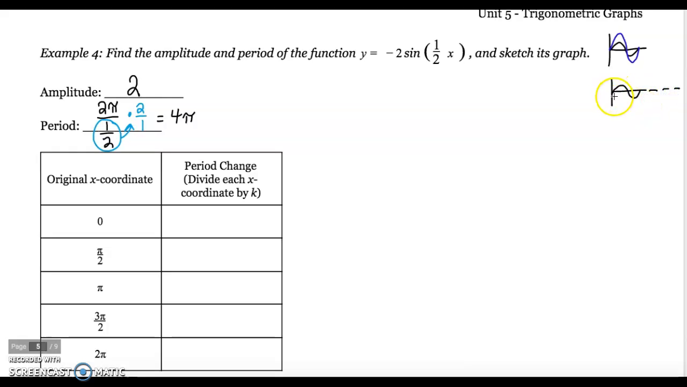So it's going to get, whoa, it's the same height. It's going to get stretched out, so it's longer. So we'll have to take that into consideration when we draw our axes, okay?